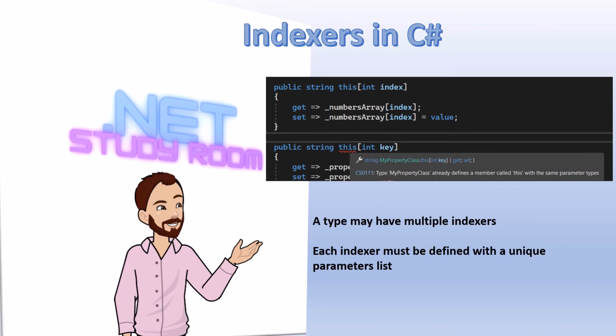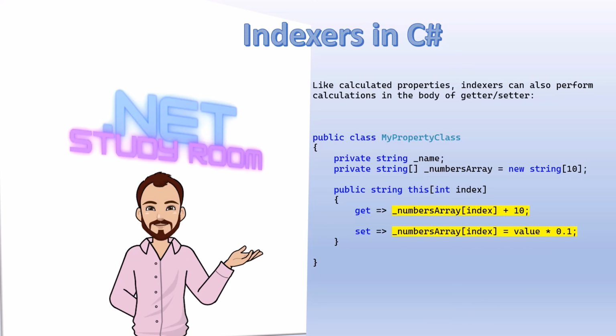And also note that, you may define multiple indexers in a type, but the argument list has to be unique. Once you define an indexer with an argument of type int, you may not again define another indexer which has the same argument, int. Like we can do in properties, we can perform calculations in the accessor of an indexer. It does not have to simply access and mutate the element of an internal collection, but we can also do some calculations, which are defined in the body of the getter and setter.